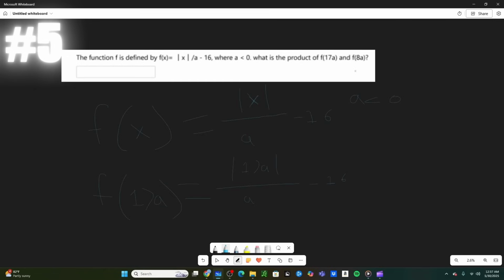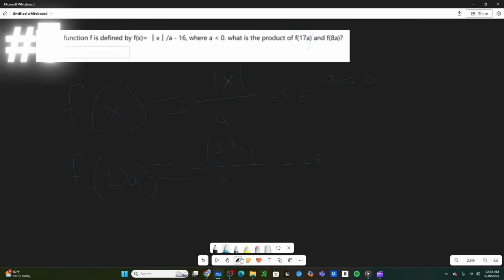Right, so it seems pretty simple. We just plug in 17a for x, and then we plug in 8a for x, and then whatever those values are, we multiply them, right? Seems super simple. I just wrote out the equation here. It's a little easier to see. f of x equals the absolute value of x on top, divided by a, and then whatever that is, minus 16, right? So first we want to plug in f of 17a. That's to find the first value we need to multiply by, right?